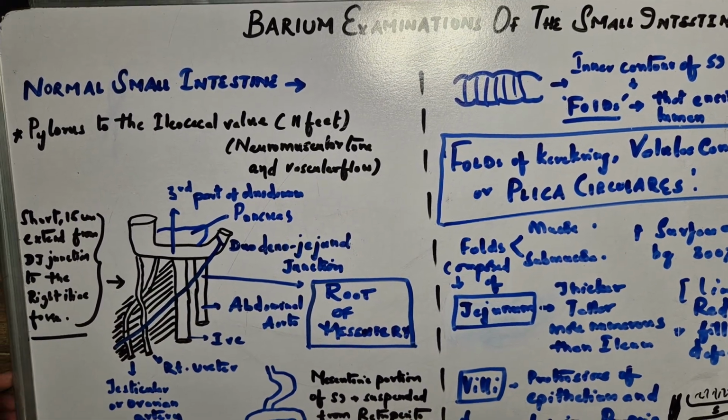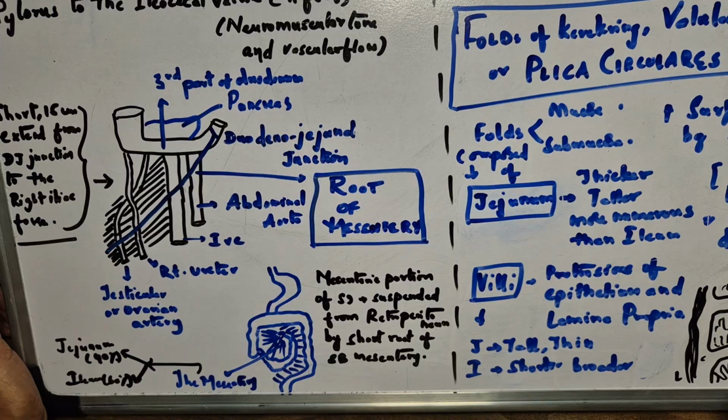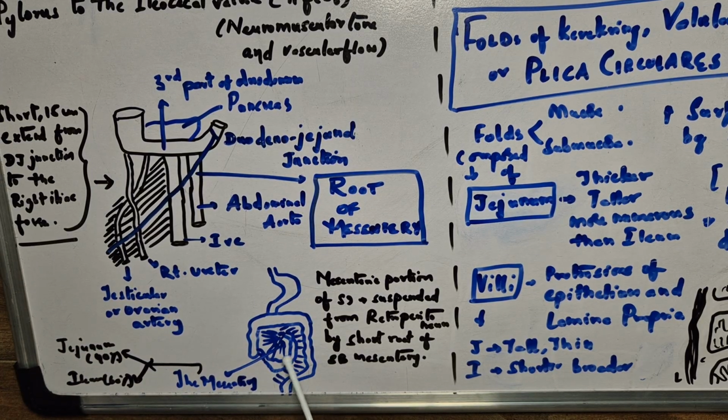Then this is the mesentery. This part is the mesentery. This mesentery has a jejunal part and an ileal part. The mesenteric small intestine is divided into jejunum and ileum. The jejunal part forms 40% and the ileal part forms 60% of the mesentery.